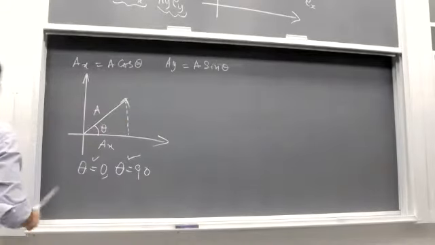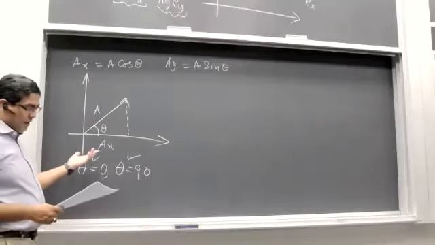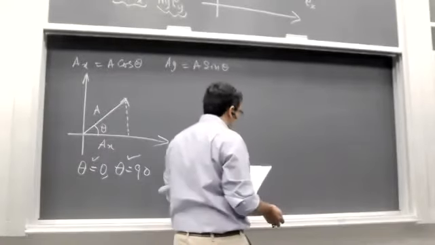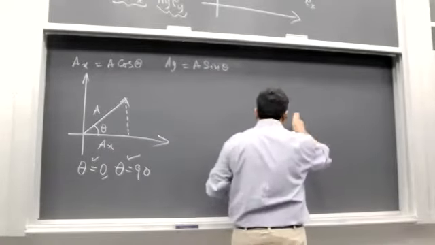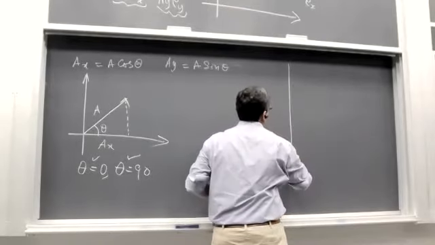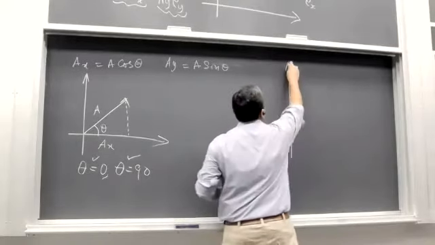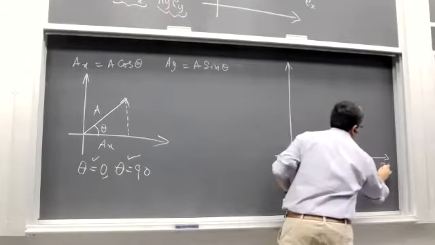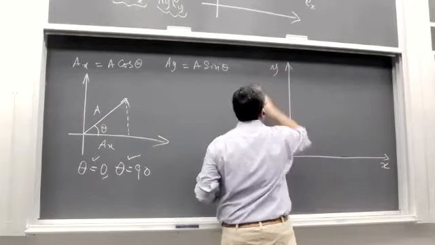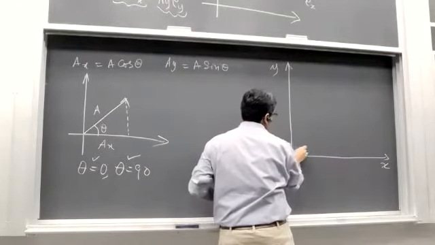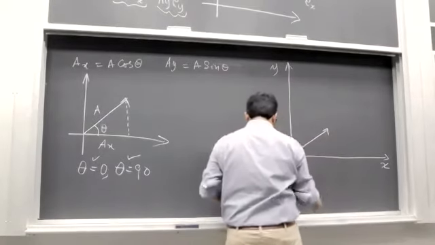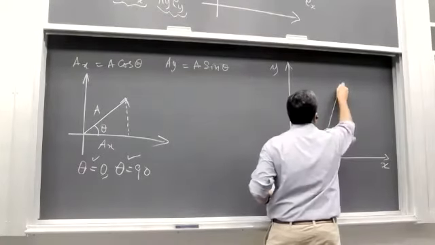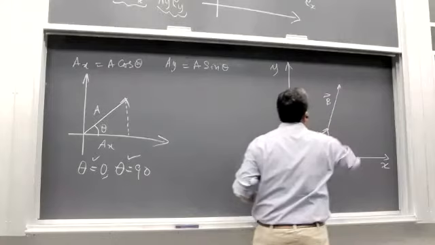So before we talked about vector addition without specifying the components, and now we are going to talk about vector addition using the component description. So let's say we have a vector A and another vector B. All right.